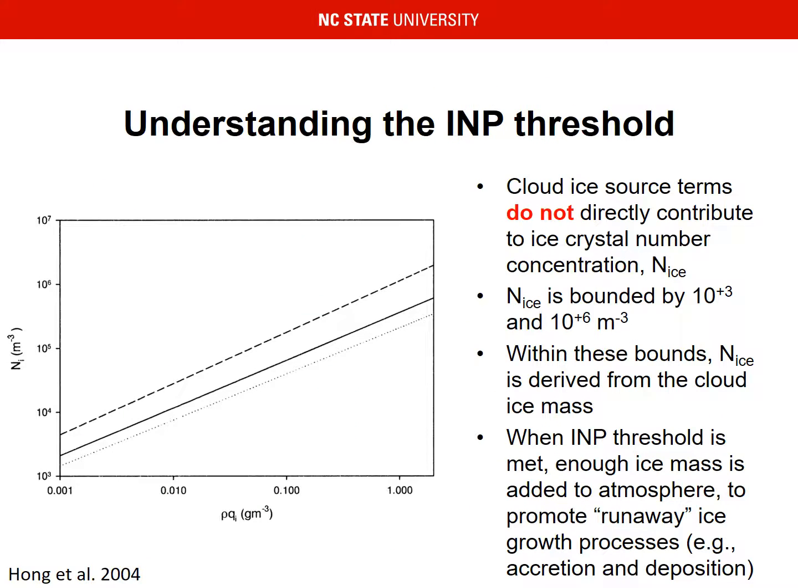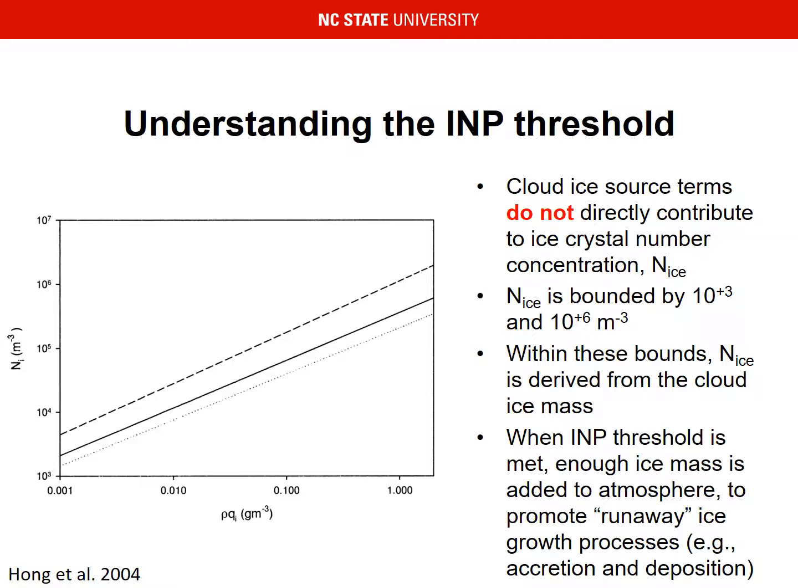This idea of the INP threshold, in order to really understand it, requires one to really understand the microphysical scheme itself. Part of that is to understand that the cloud ice source terms, these equations that we've been tweaking, especially this immersion mode freezing rate equation, are not directly contributing to the ice crystal number concentration, or N_ice, in the atmosphere. This N_ice is actually artificially bounded from 10 to the third to 10 to the sixth per cubic meter, as shown in the figure off to the left here by Hong et al. 2004 along the y-axis.